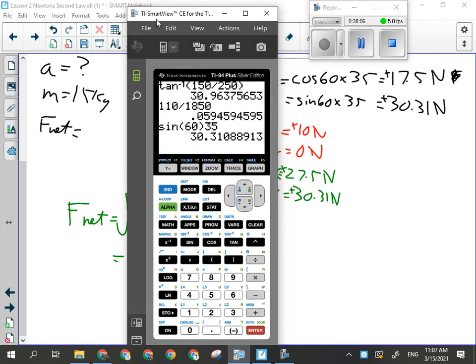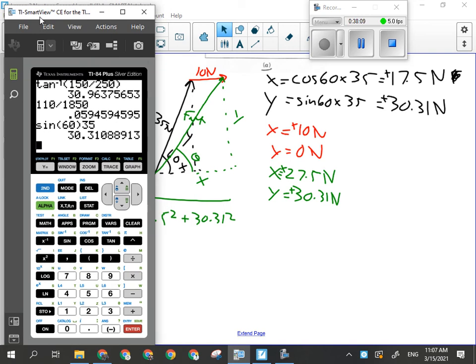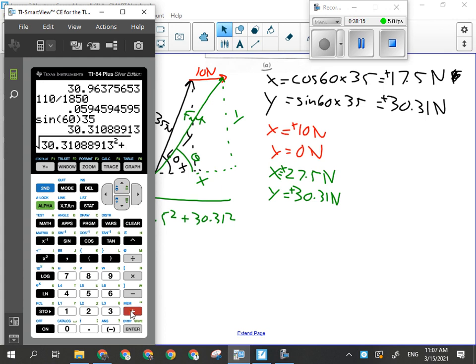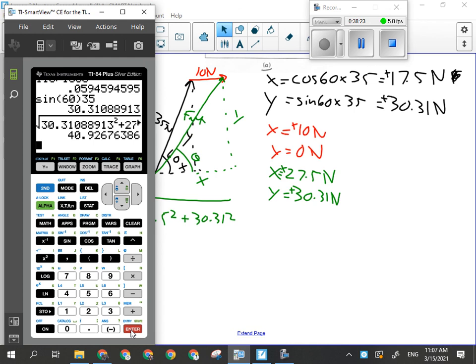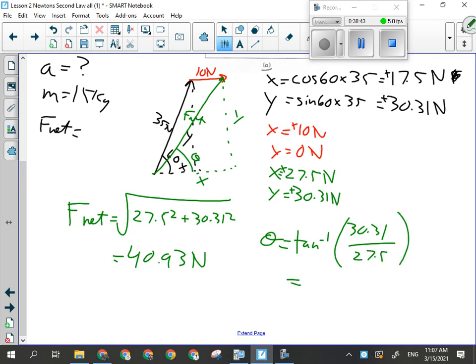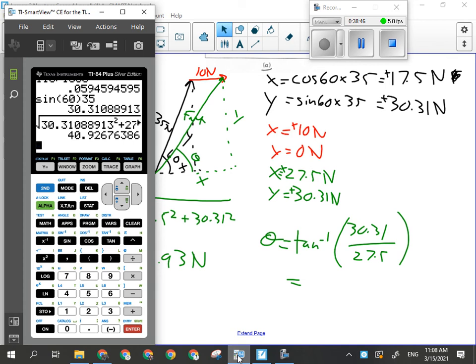So 27.5 squared plus 30.31 squared. All right, so we're looking at 40.93 newtons for the magnitude of my net force. I want to get the angle of my net force, so that'll be tan to the minus 1 of the opposite side, which is 30.31, over the adjacent side, 27.5, to get my angle. All right, so that's all just vector addition stuff, all stuff we've done before.